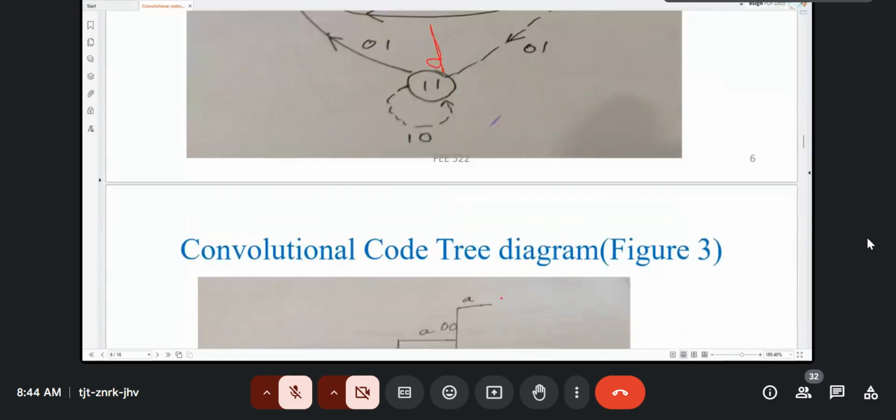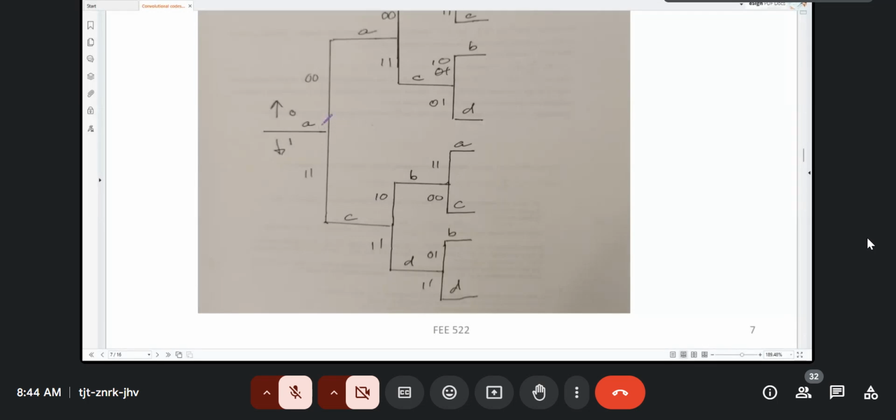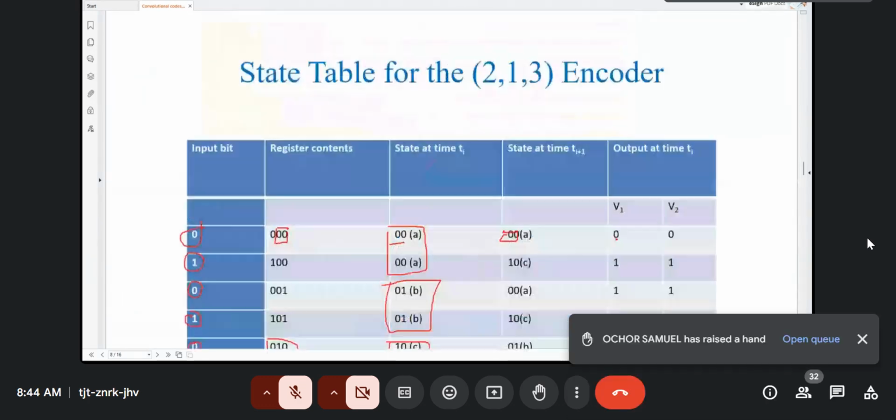In the tree, we don't use dotted. We use either going up or going down. Is that okay? Yes. Thank you.